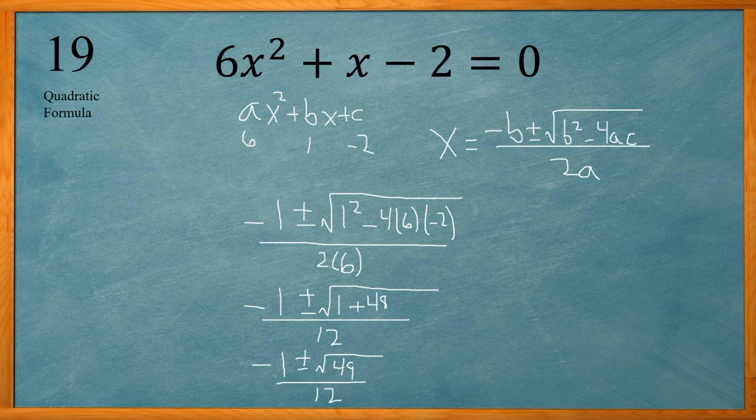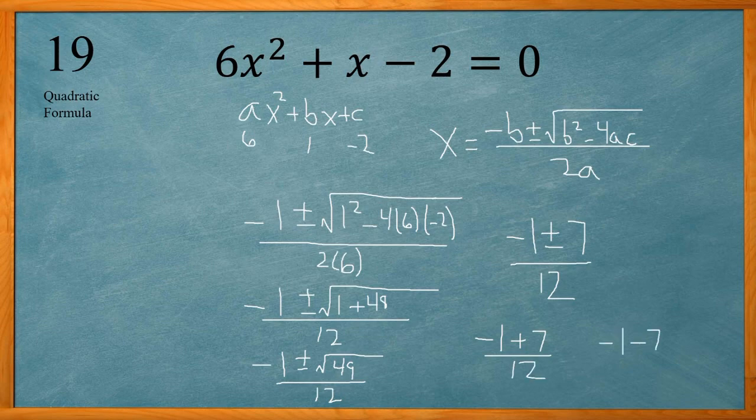Now if I take the square root of 49, that's 7. So -1 plus or minus 7. Now plus and minus 7 takes care of the square root of 49, because remember that could be positive 7 or -7. So this takes care of it. So over 12. So we really have two problems here. You got -1 plus 7 over 12, and -1 minus 7 over 12. Okay, so that plus or minus, so this case had the plus, this one had the minus.